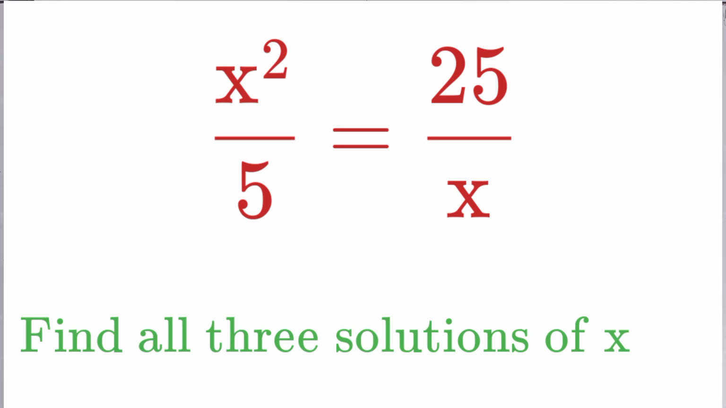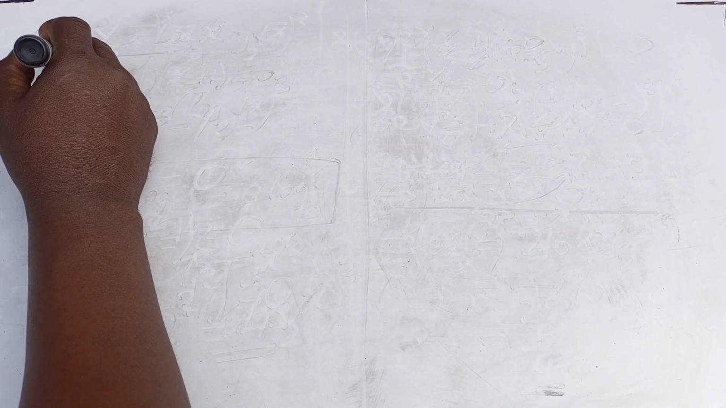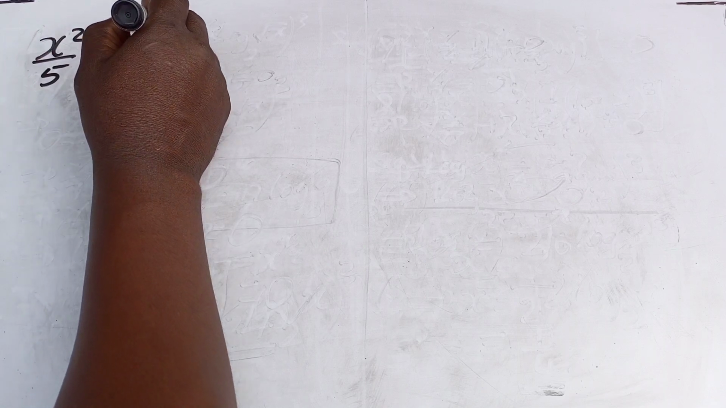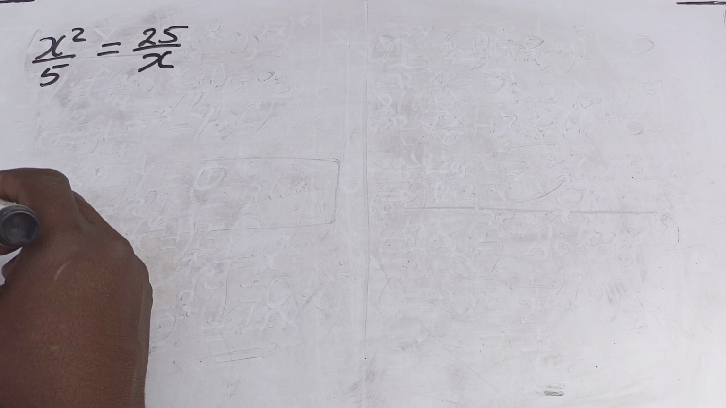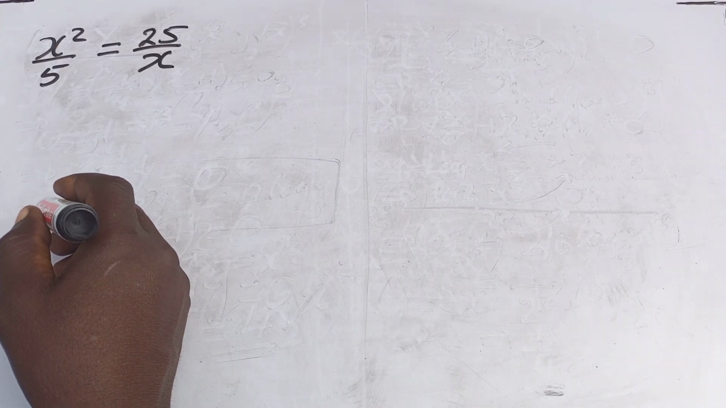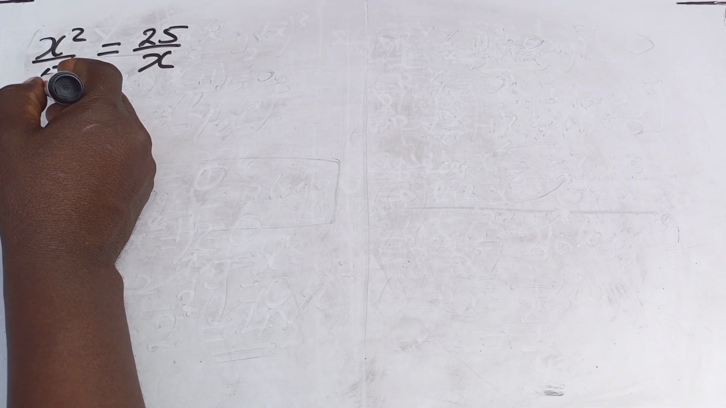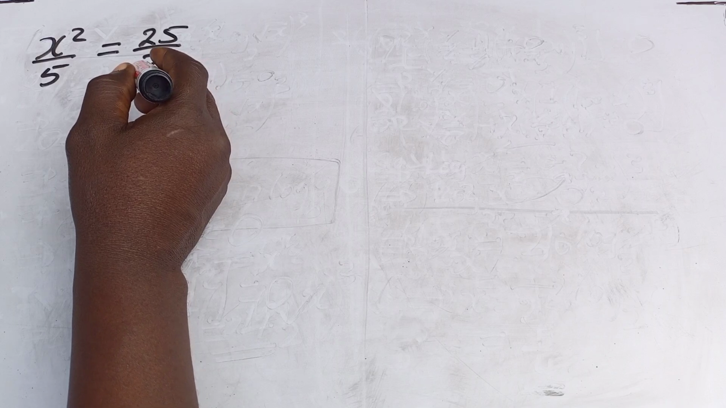Today we have the rational equation x squared all over 5 is equal to 25 all over x, to solve for x. Okay, let's just get straight into our solution. x squared all over 5 is equal to 25 all over x, to solve for x. So we have this fractional expression equals this fractional expression.